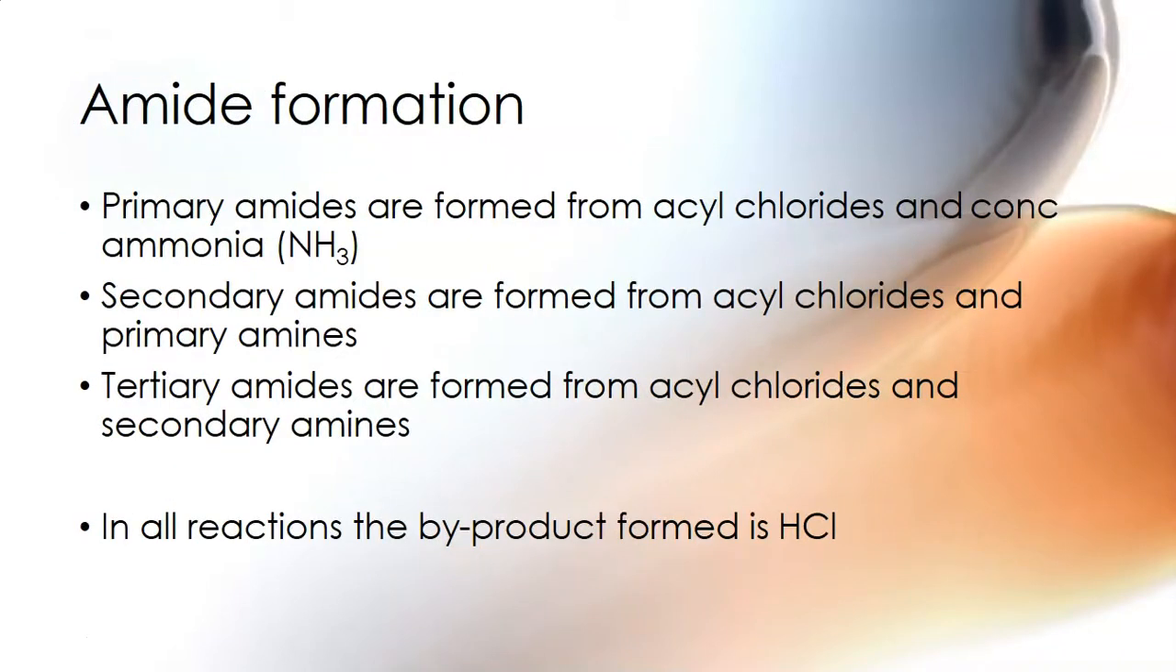The first one is the formation of an amide. Now, I will show you some structures of these in a second, but basically, if you take an acyl chloride and some concentrated ammonia, or a primary amine or a secondary amine, then you can react them together to form an amide, primary, secondary, or tertiary, depending on what you've used, and you form HCl as a byproduct. That makes it a condensation reaction. So let's have a look at a few of these.